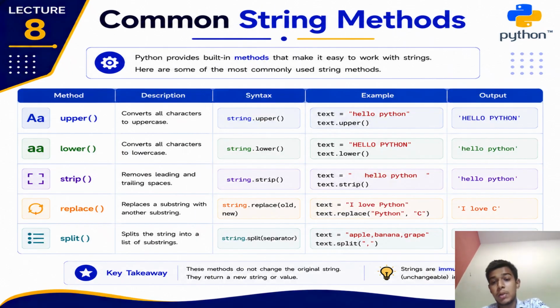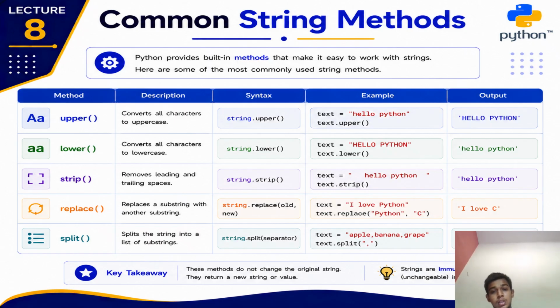Now let's learn about some common string methods. In Python, strings come with many built-in methods that make working with text much easier. A method is simply a function that belongs to an object. Since strings are objects in Python, they have many useful methods that help us modify or process text. Let's understand the most commonly used string methods one by one.